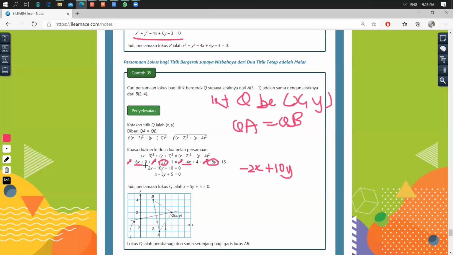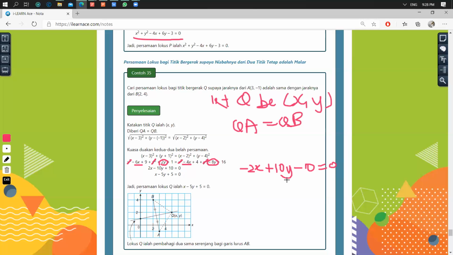Okay, then go with the constant. 9 plus 1 is 10, 10 here. This one, 4 plus 16 is 20 here. 20 move over, becomes minus 20. 10 minus 20 is minus 10. So this is what we're going to get if we shift things to the left side. But if you notice, our sign is different from this.